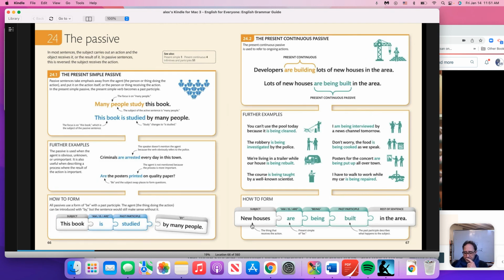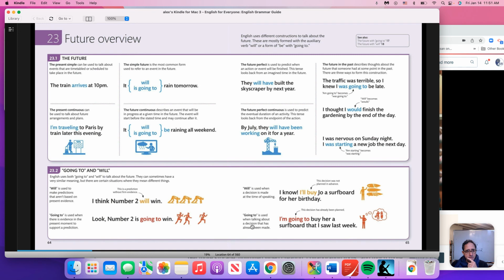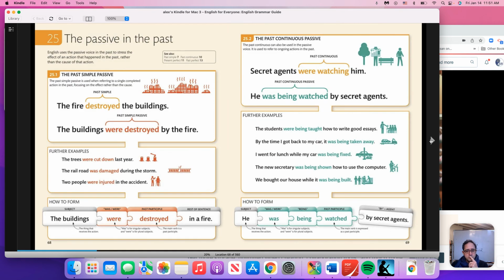I think that's subjunctive. I apologize. I should know that right off the top of my head. One moment. He was being watched by secret agents.